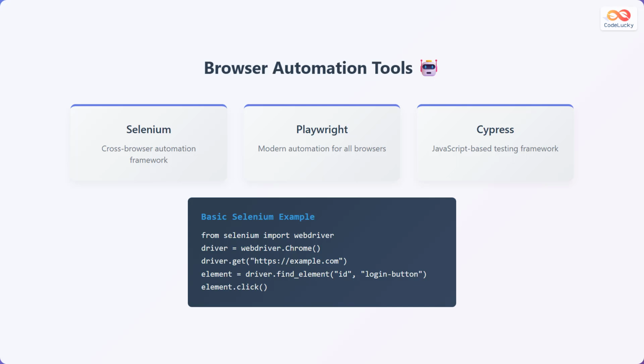Browser automation is the backbone of modern end-to-end testing. Selenium is a widely used cross-browser automation framework that supports multiple programming languages and browsers. Playwright is a modern automation tool that provides fast and reliable testing across all major browsers with advanced features like auto-wait and network interception. Cypress is a JavaScript-based testing framework known for its developer-friendly experience and real-time browser preview. Each tool has its strengths, and choosing the right one depends on your project requirements, team expertise, and testing needs.